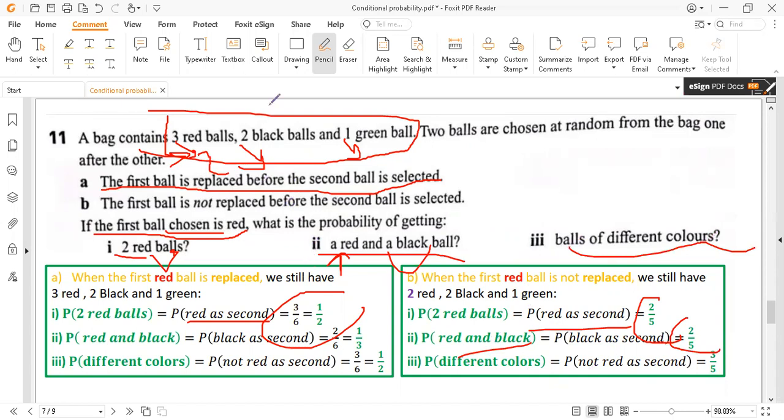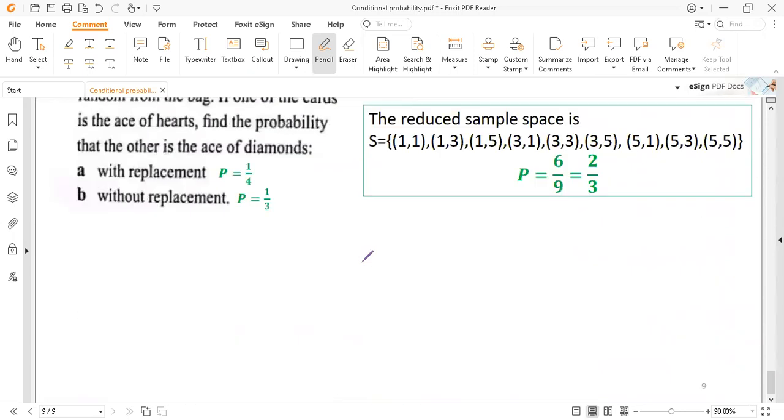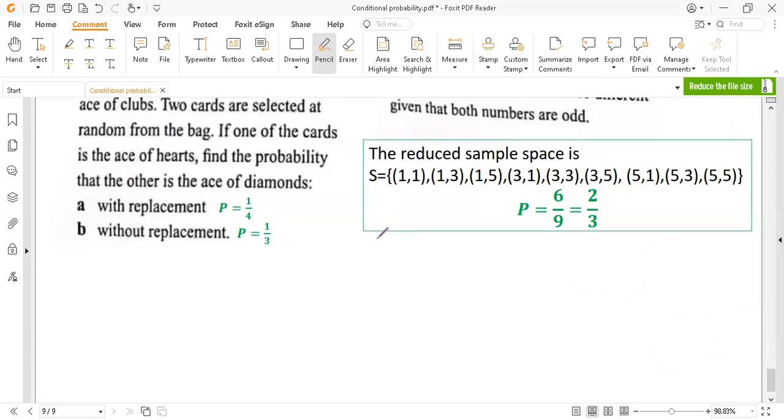So normally we should select one of the others, because red is chosen and we can't choose red another time. So a different color, black or green, from the others. So not red as second: we have 2 plus 1, so 3 from 5. I think these are the important ideas of our lecture.